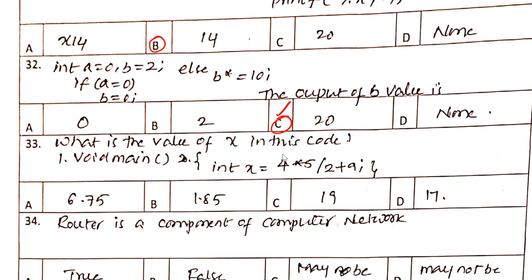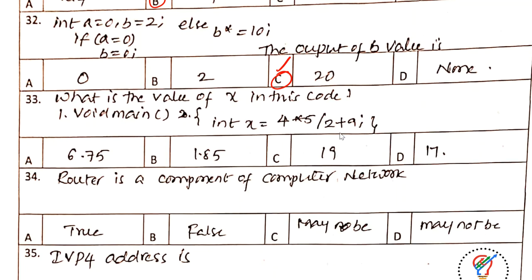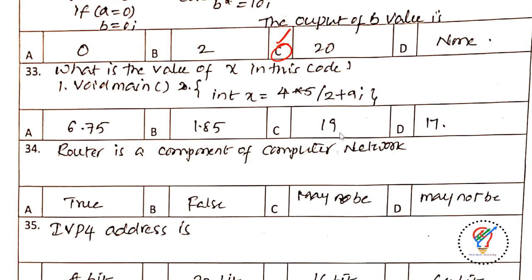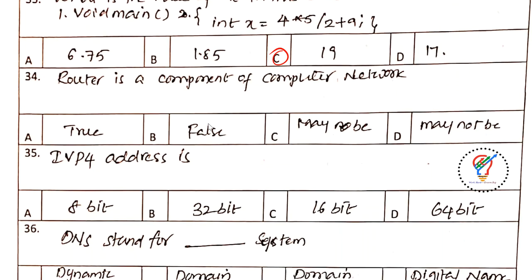Next one, what's the value of x in this code? So void main, int x is equal to 4 into 5 divided by 2 plus 9. If you apply the BODMAS technique, you will get the answer. Okay, for the 33rd question, the correct answer will be 19. Next one, router is a component of computer network, true or false? So the answer is 34, it's true.